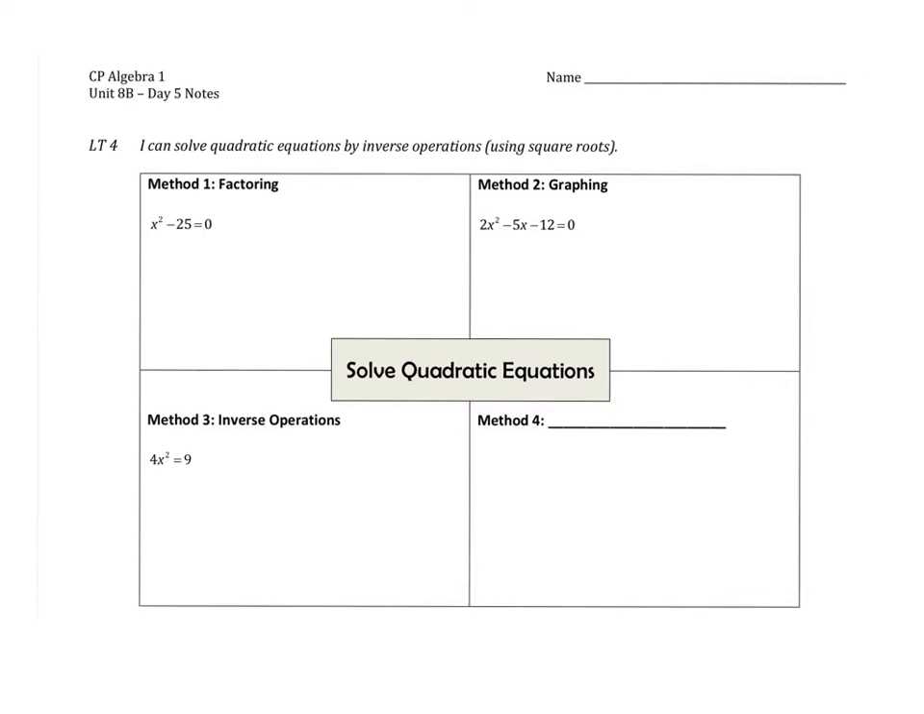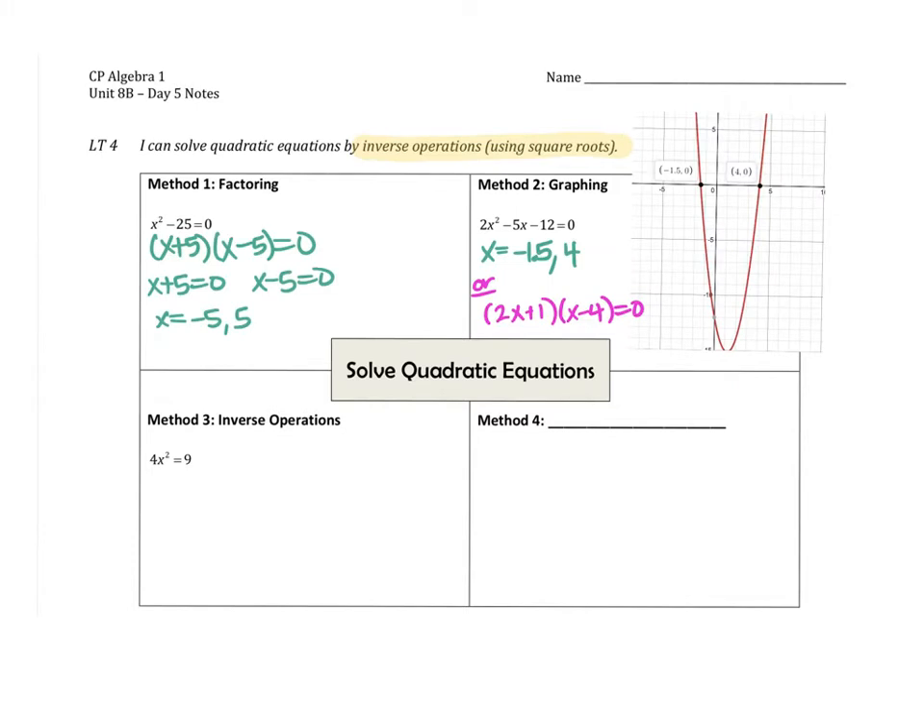Our learning target today is I can solve quadratic equations by inverse operations, meaning we're going to use our square roots. So as a warm-up, I would like you to solve method 1 and 2. Practice solving by factoring and practice solving by graphing. Pause the video to do that in your notes, and then unpause to check your solutions before I intro inverse operations.